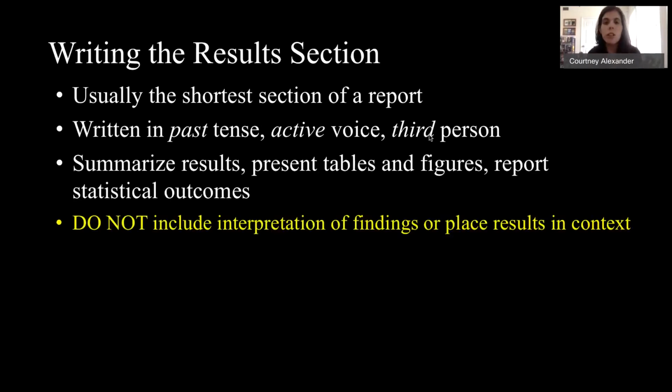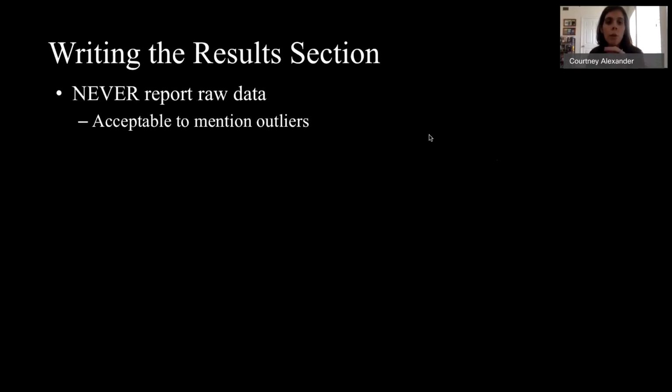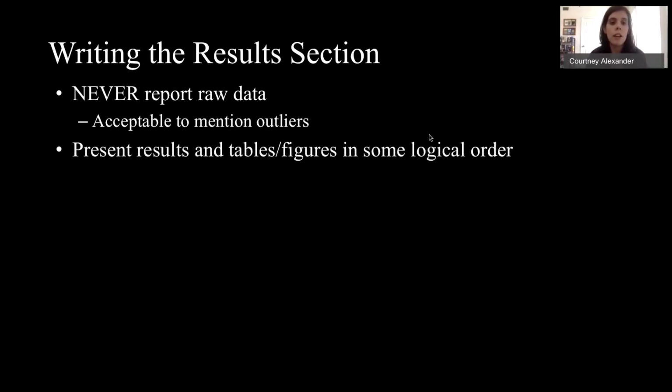Don't include an interpretation of the findings or place your results in any sort of context. So don't explain why you saw what you saw, or what that could mean, or what you would do next. You just want to say what the data is showing. You never want to report, however, your raw data. You can mention outliers if that is evident using statistical tests, but you don't want to say every single value that you got.